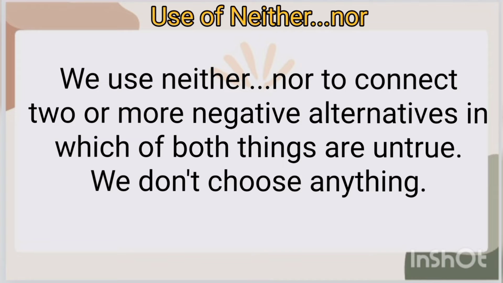Now let's come to the use of neither nor. We use neither nor to connect two or more negative alternatives in which both things are untrue. We don't choose anything. So in the situation of neither nor, the sentence will be in negative form and we do not choose any of the things between two things. Both situations will be untrue. We can understand it with the help of examples.